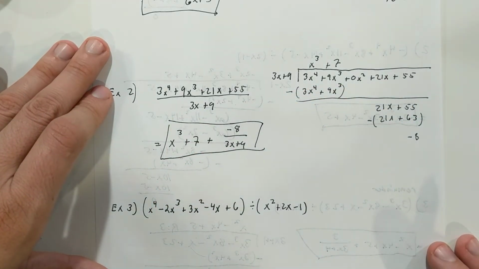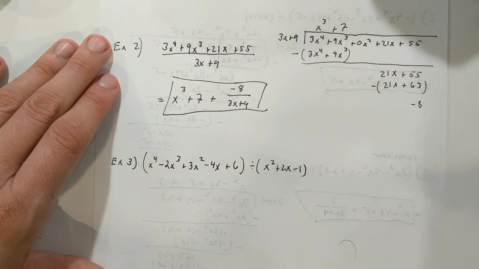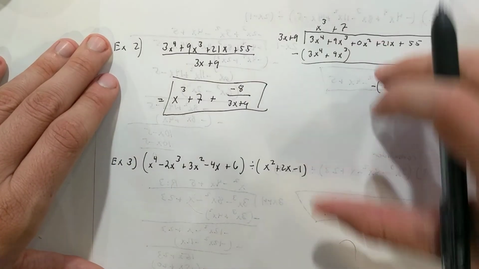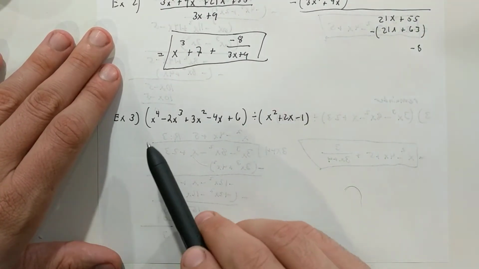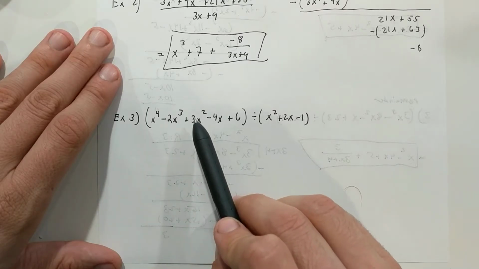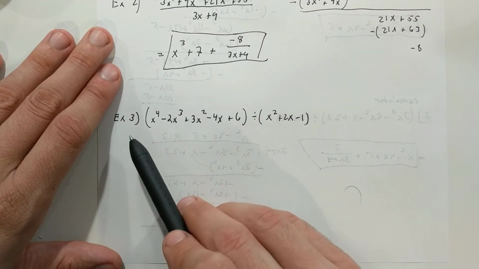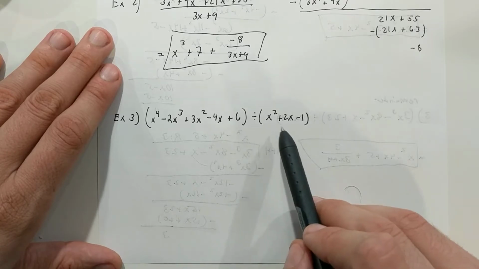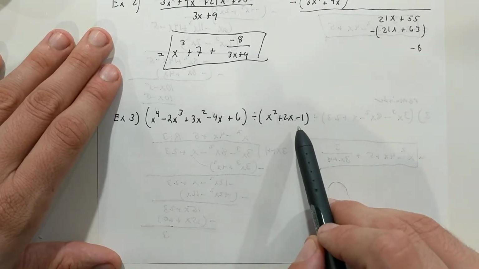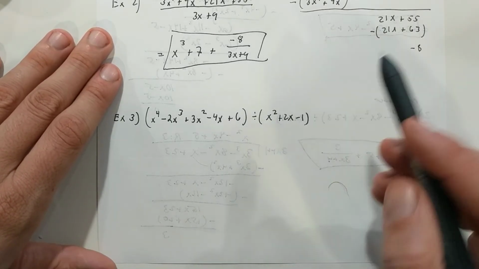There we go. Let's do another one. This one is a little different because it doesn't have anything missing. Notice x to the 4th, x cubed, x squared, x, and then constant. So it has no terms missing. The different thing here is that I'm actually going to divide by a trinomial.